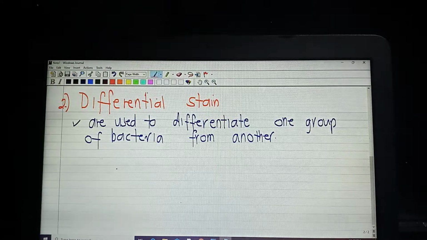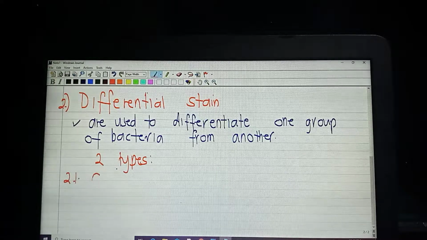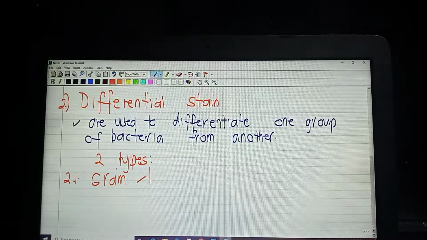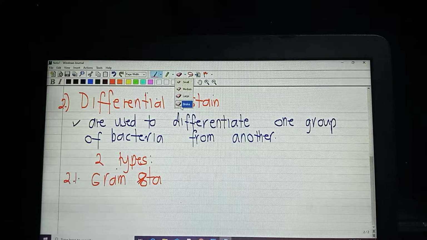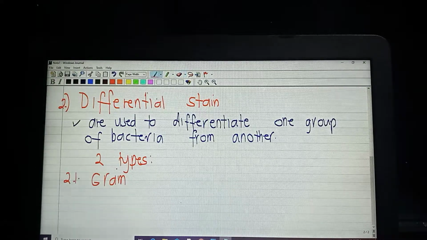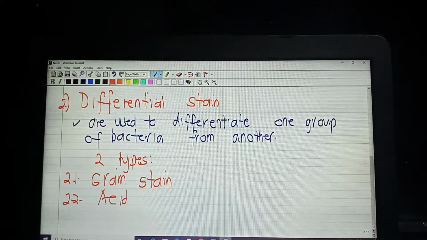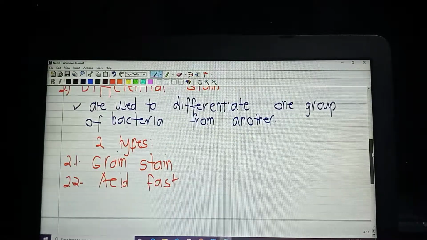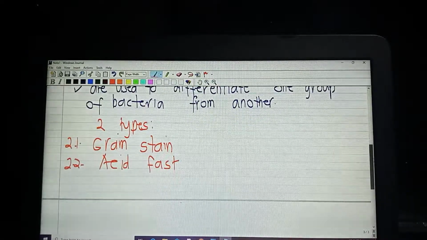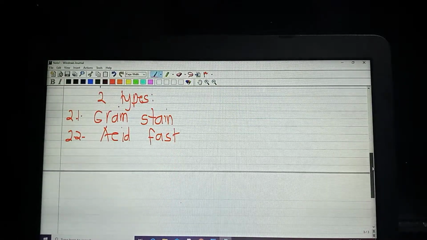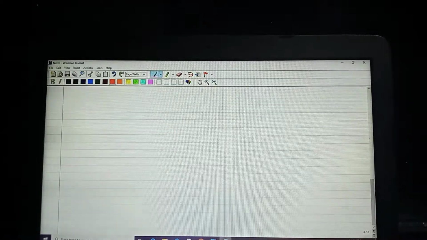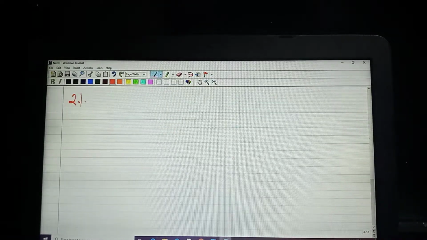There are 2 types of differential stain. We have your gram stain and your acid fast. Your differential stains are used again to differentiate one group of bacteria from another. So let's discuss the 2 types: gram stain and acid fast. Let's focus on your gram staining. What is a gram staining?